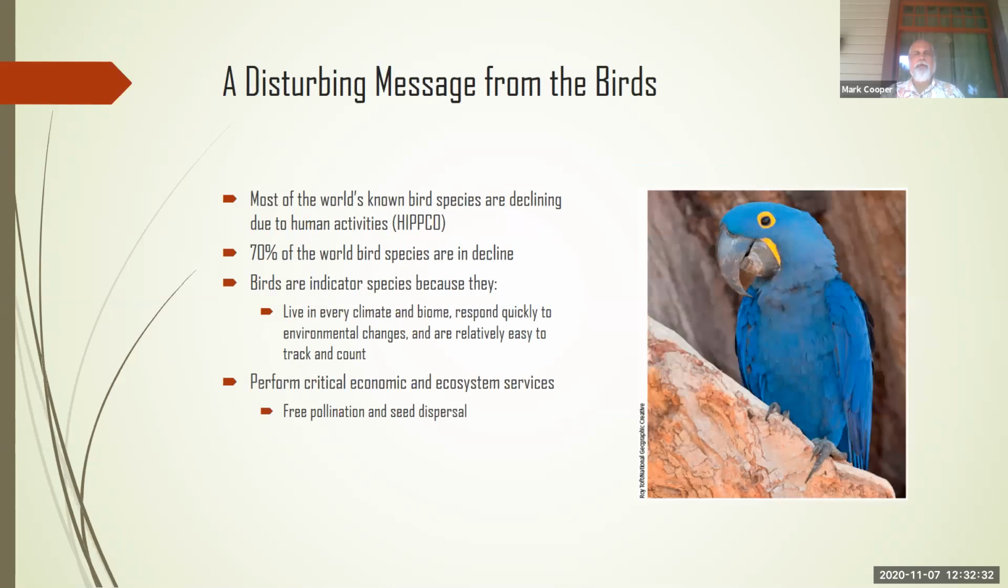And a disturbing message from birds. 70% of the world's bird species are in decline. They're biometers telling us there's a problem. They're indicator species, and they're being taken for the pet trade.